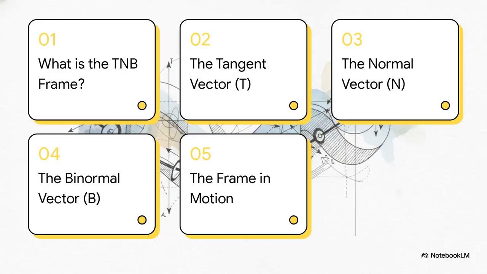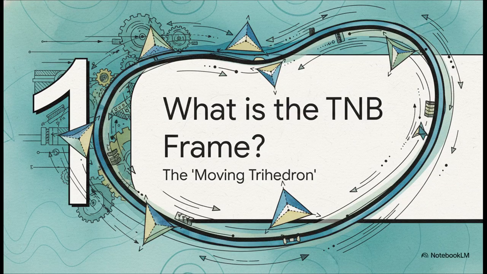All right, here's what we've got on tap. First, we'll answer the big question. What is the TNB frame? Then, we're going to build it, one vector at a time, starting with T, then N, and finally B. And at the end, we'll see how it all comes together in motion. Okay, let's get into it.